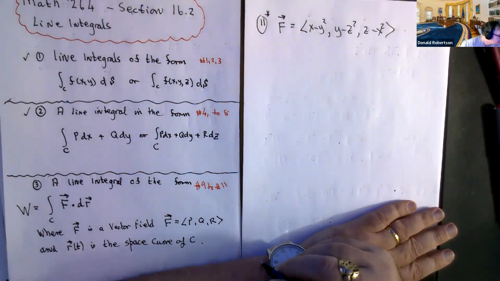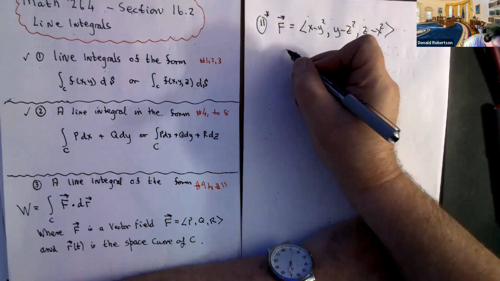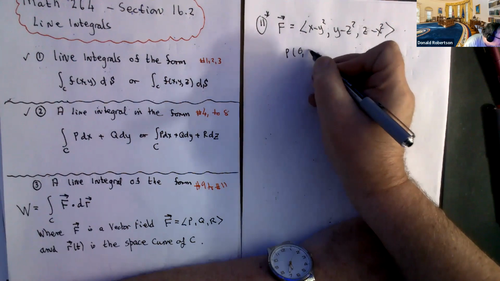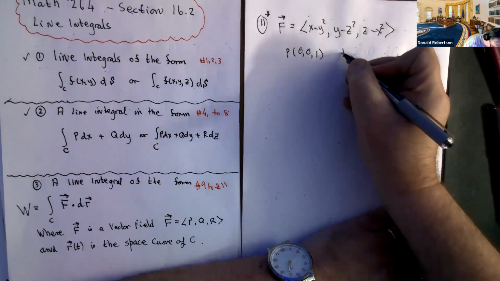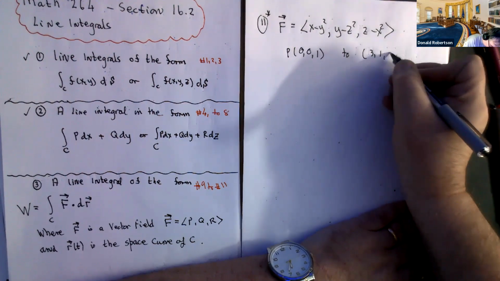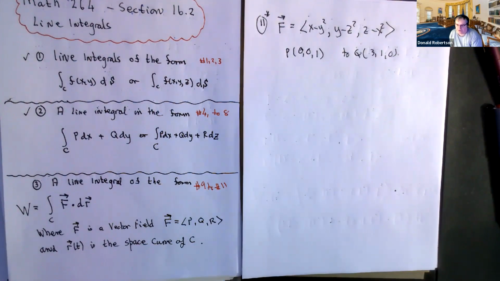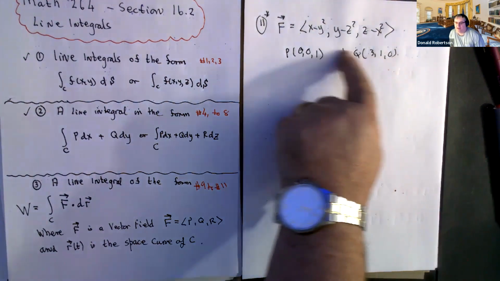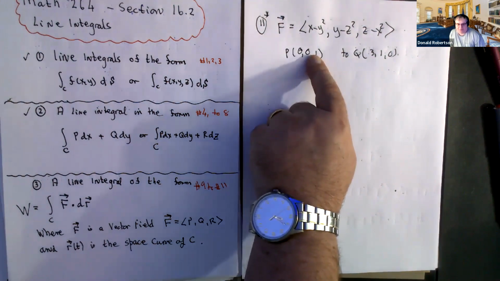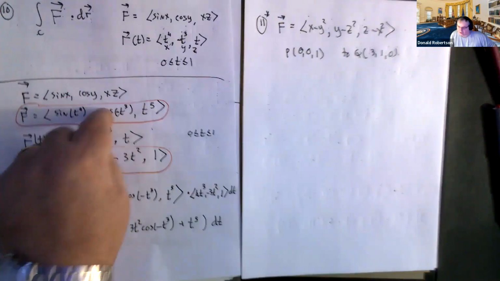Here is our space, our vector field. We are trying to find the work done in moving from the point 0, 0, 1 to the point 3, 1, 0. I'm calling them P and Q. Can you see in this question, you have one more level? Isn't the first level to find the parametric equation of this line? And then once we do that, we can start doing this stuff, right?